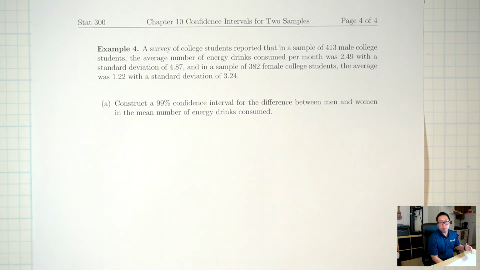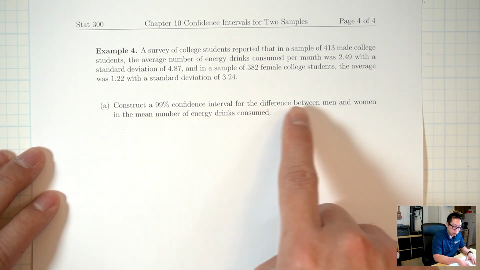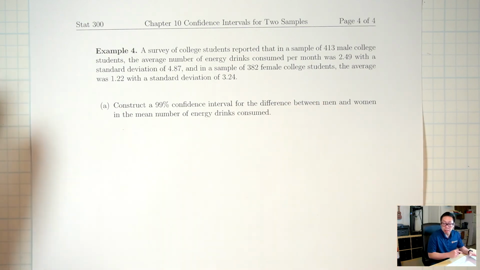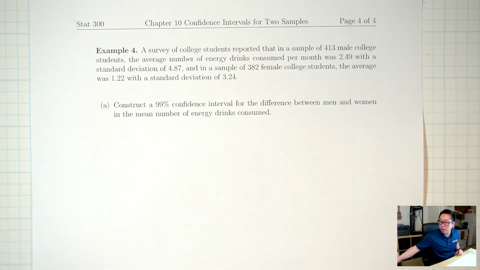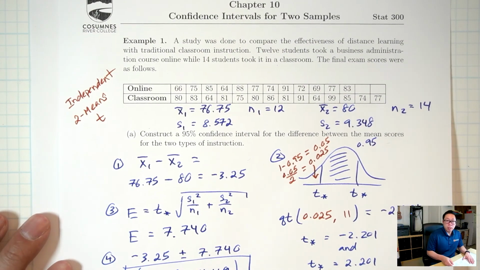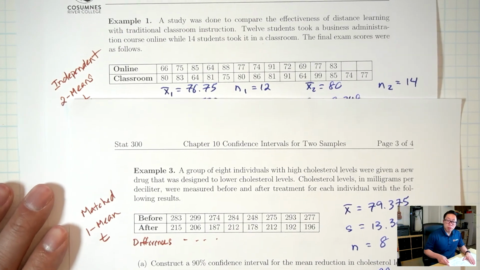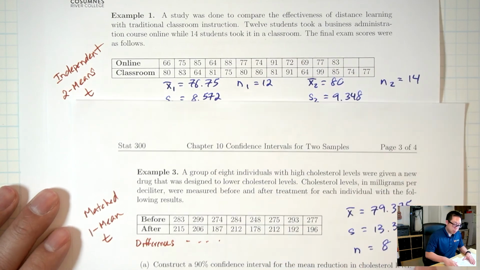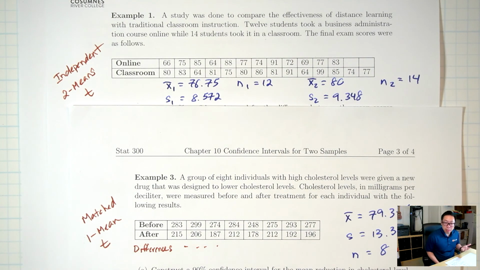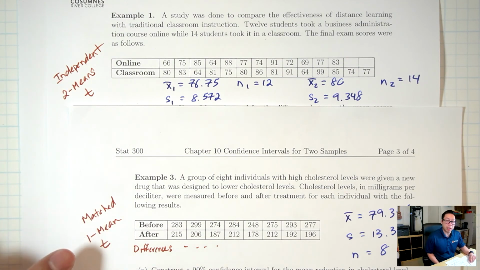Question is, are we talking about proportions or means here? Construct a 99% confidence interval for a difference between men and women in the mean. So definitely mean. And the question now is, is it one mean or is it two means? We talked about means in example 1, and we talked about means in example 3. In both of those examples, I gave you data. And when I give you data, the next question you have to ask yourself is, is it independent or is it matched? Because if it's independent, you run it as two means. If it's matched, you run it as one mean.